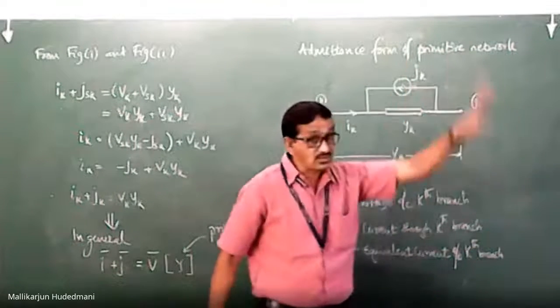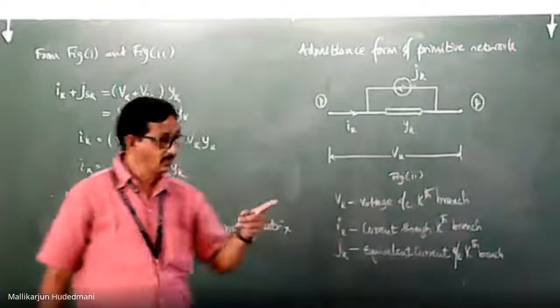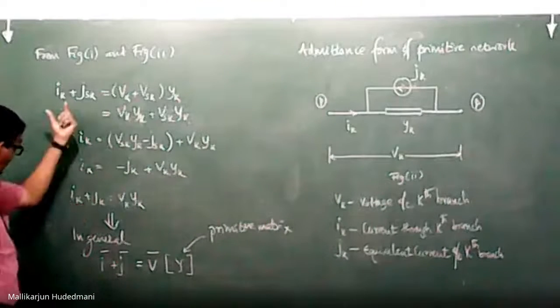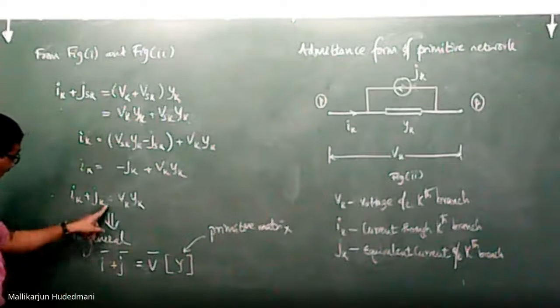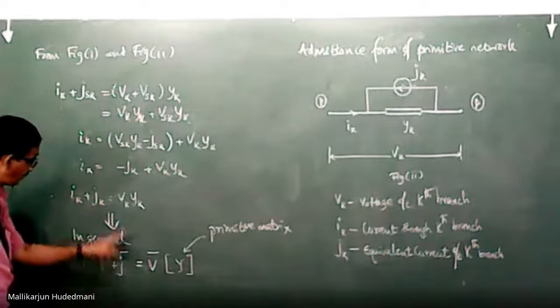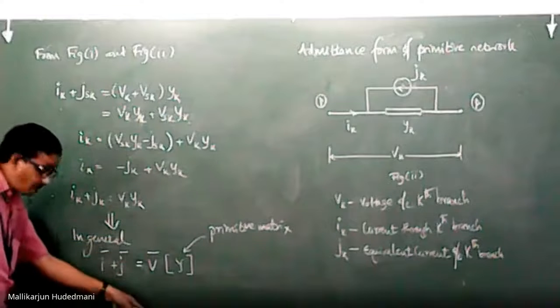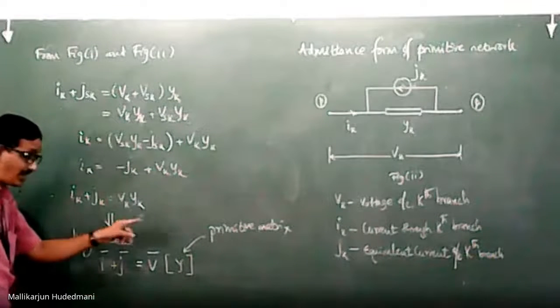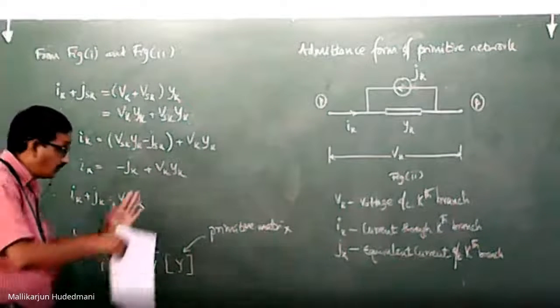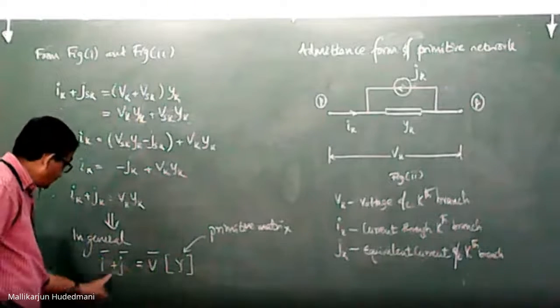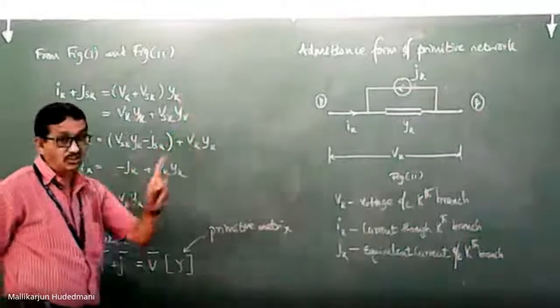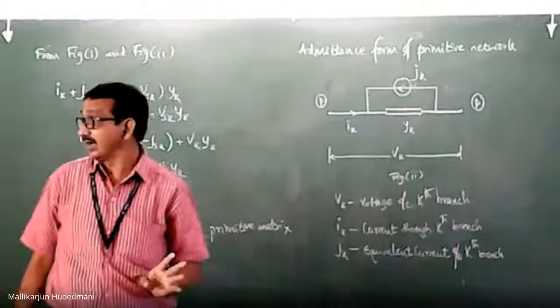Like that, I have hundreds of elements in the power system. Then I will call this a vector of current. IK becomes the vector I. JK becomes the vector J. VK becomes the vector of branch voltages. And YK, a single element datum, becomes, with a number of elements together, a matrix. This is an outcome of the observation of primitive elements in admittance view.